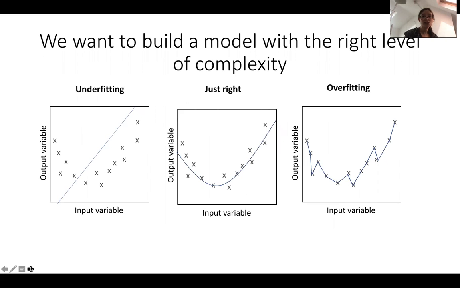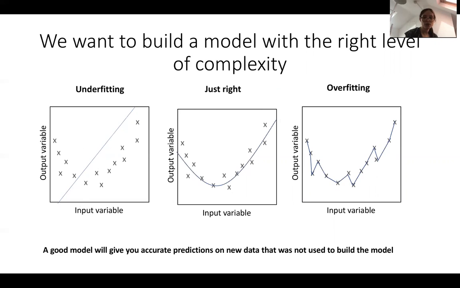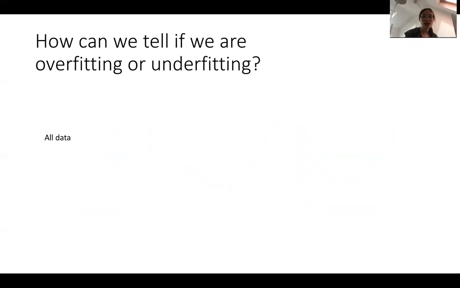We want to make sure that we build a model with the right level of complexity. We don't want a model that's too simple or too complicated. Instead, we want a model that's just right. But how do we define something that's just right? Well, we want a model that'll give you accurate predictions on new data that was not used to build the model. So how can we tell if we're overfitting or underfitting?